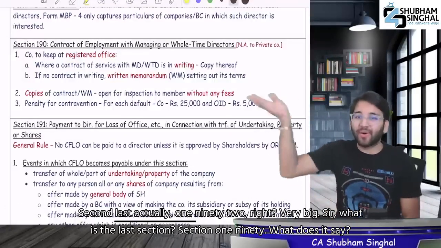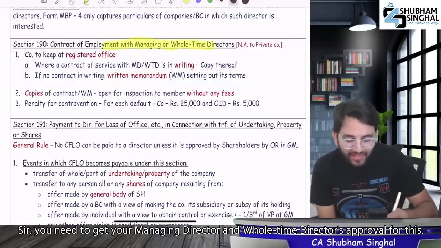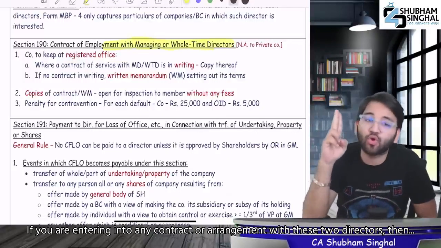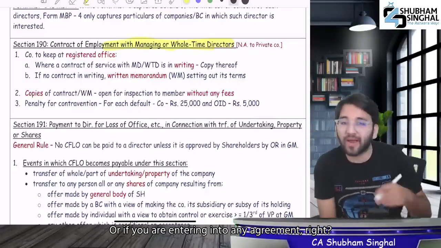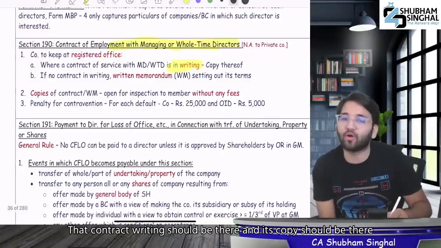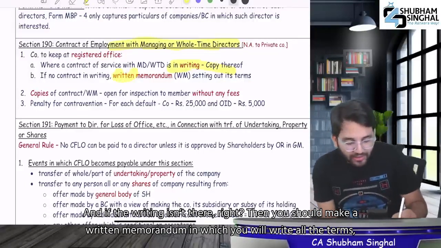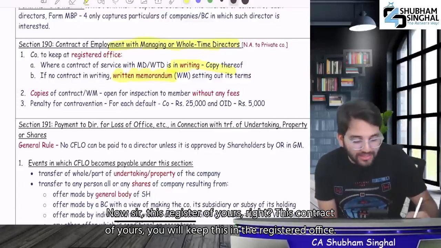That was our second last section for the day, actually, we also have 192. What is the last section? What does it say? Your managing director and whole-time director, we are talking about two big directors, MD and WTD. If you are entering into any contract or arrangement with these two directors, or making any agreement, that contract should be in writing with its copy. But if it's not in writing, then you should make a written memorandum in which you will write all the key terms. So now this contract of yours, right?